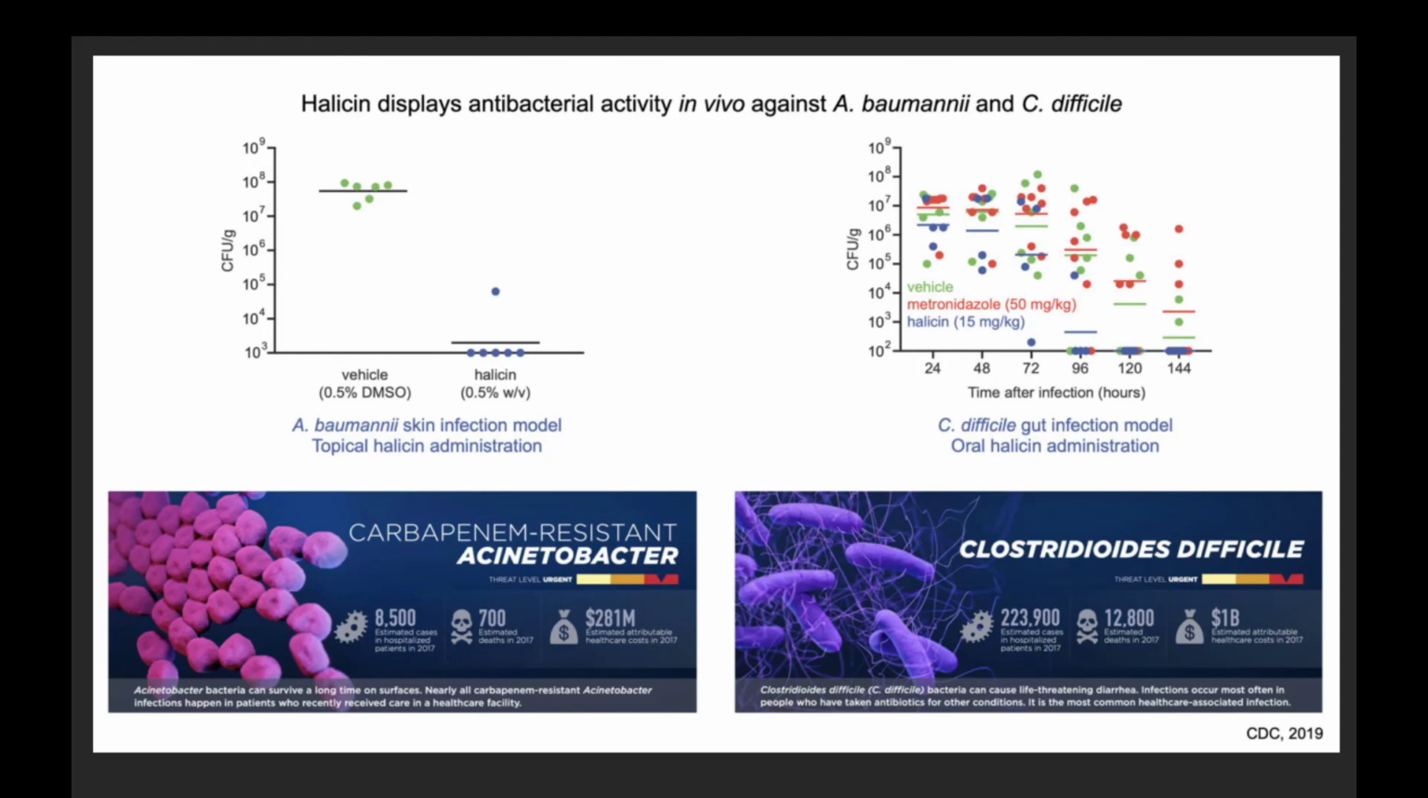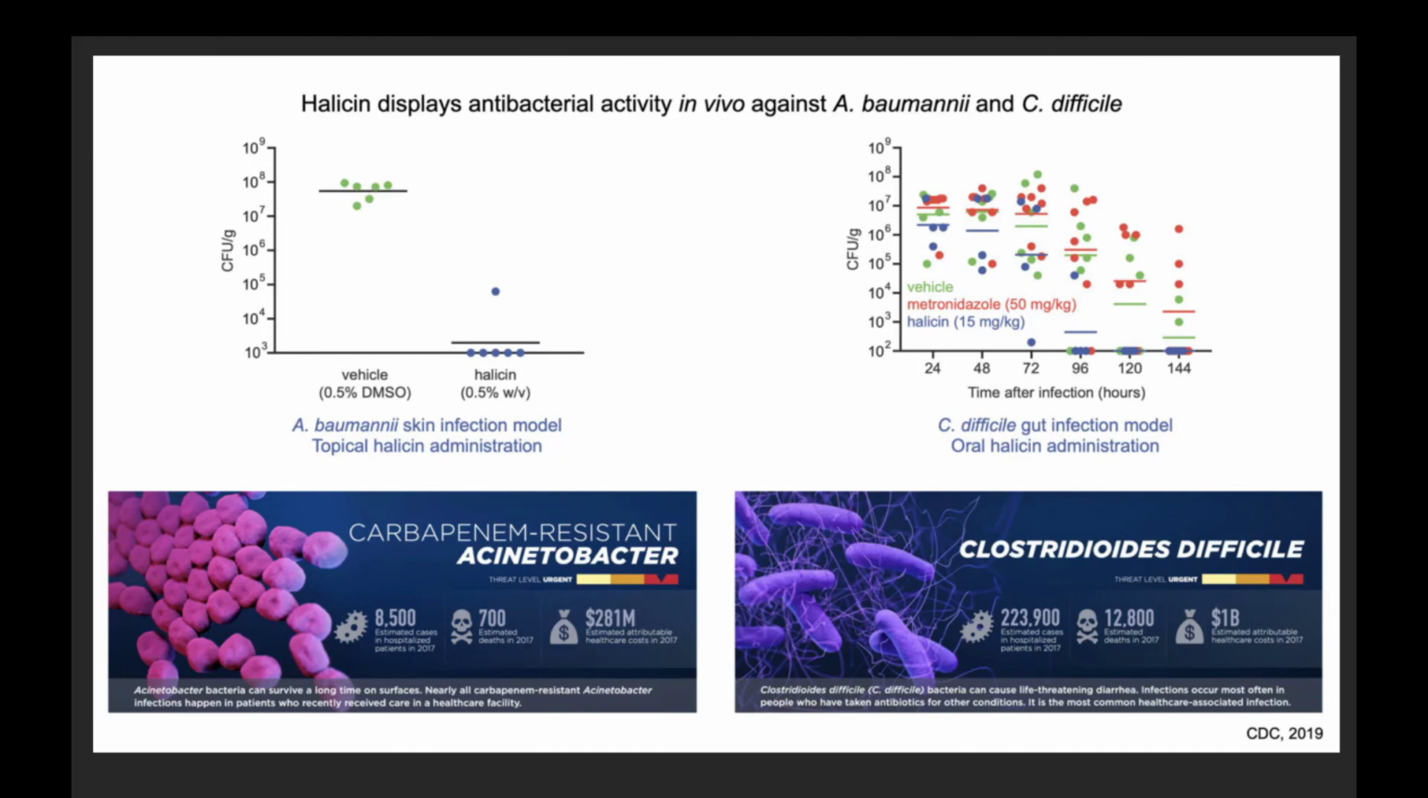And indeed, in the U.S. alone, there were more than 223,000 cases and 13,000 attributed deaths in 2017. So we can see on the right-hand side of the slide, we established C. difficile infections in mice and then treated orally with Halicin once a day over the course of 6 days. And we could see that 3 to 4 days after administration of Halicin, we were able to eradicate the C. difficile infections in the mouse gut.